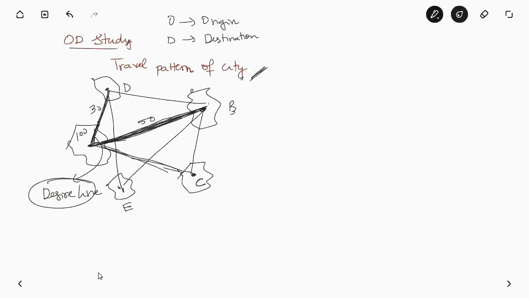Suppose you have to design a metro in the city and you have to choose the best corridor so that you can lay over the metro. Then you will try to choose the path over the thickest line, like A to B. So that's how OD study is useful.